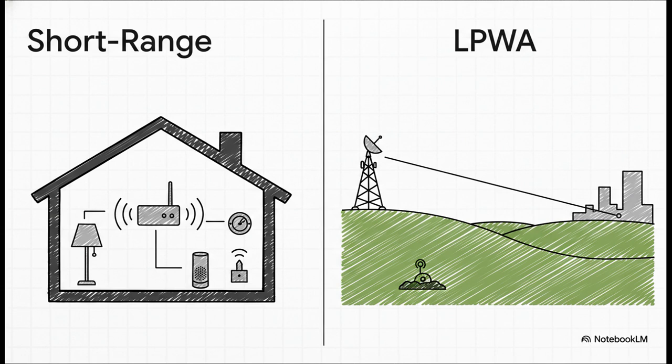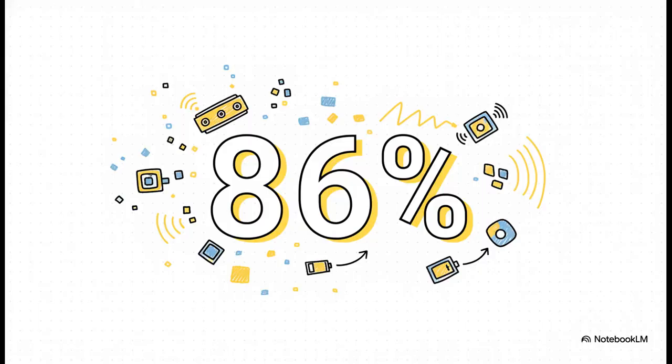But then you have the real game changers, low-power, wide-area technologies, or LPWA. And as the name implies, these are designed to send tiny bits of data over huge distances using next to no power. So why are these LPWA networks such a big deal? Well, get this. A staggering 86% of IoT devices use tiny amounts of data. We're talking less than 3 megabytes a month. They don't need a blazing fast 5G connection. They need a hyper-efficient connection that puts battery life and range above everything else.